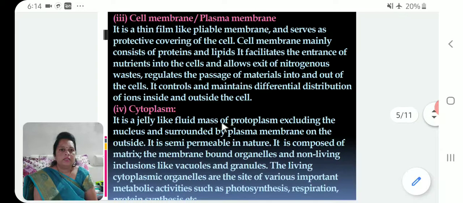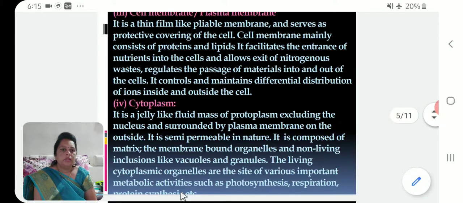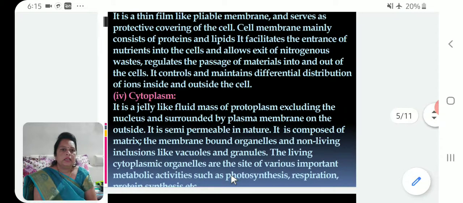The next component is the cytoplasm. It is a jelly-like fluid mass of protoplasm excluding the nucleus and surrounded by the plasma membrane on the outside. It is semi-permeable in nature. It is composed of matrix, membrane-bound organelles and non-living inclusions like vacuoles and granules. The living cytoplasmic organelles are the site of various important metabolic activities such as photosynthesis, respiration, protein synthesis, etc.